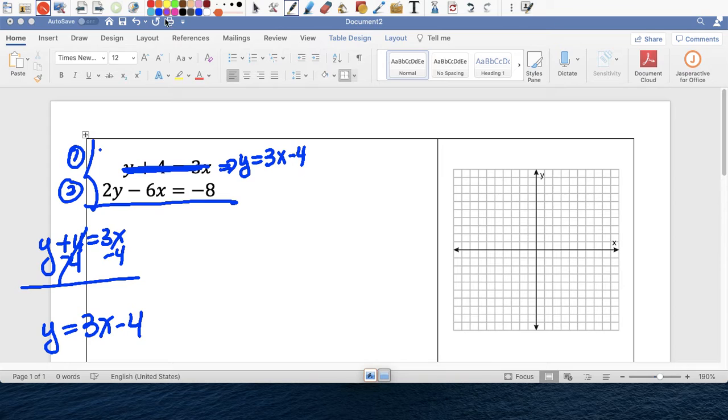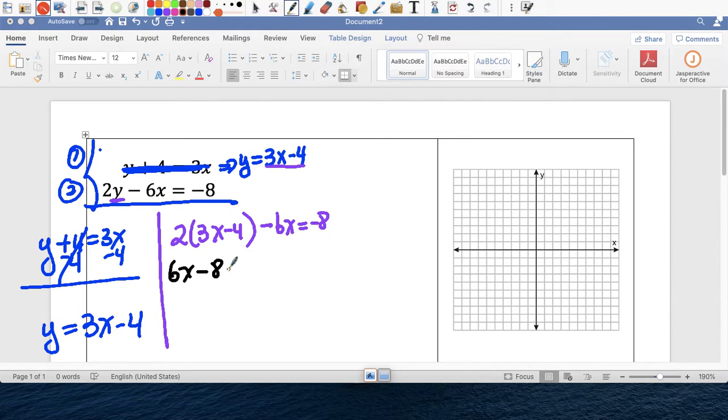So in my second equation, wherever I see y, I'm going to replace it with 3x minus 4. 2 times 3x minus 4 minus 6x equals negative 8. My equation has a single variable. I get 6x minus 8 minus 6x equals negative 8. So, look at this. I have 6x minus 6x. That eliminates. But this time around, the left side equals the right side. On the previous question, the left side did not equal the right side, which means they will never meet. But in this one, they're equal to each other.